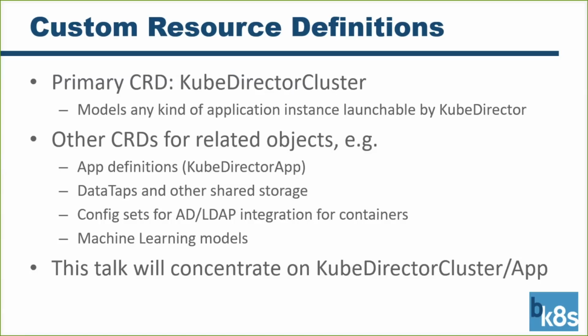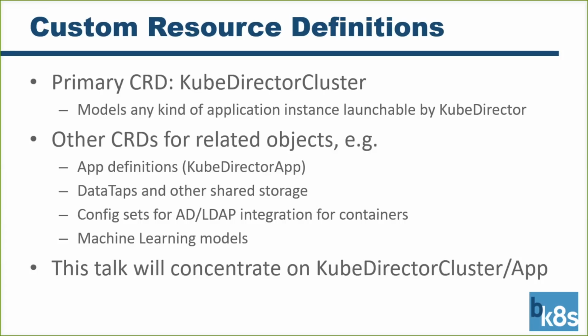The first one is KubeDirector cluster. And this is what represents that incoming request by an end user, or maybe by a data scientist, that says, I want to instantiate this application type. So that's the KubeDirector cluster resource. The KubeDirector cluster itself references a different type of CR called the KubeDirector app. And the KubeDirector app is that application type description, that application metadata that I've been talking about.